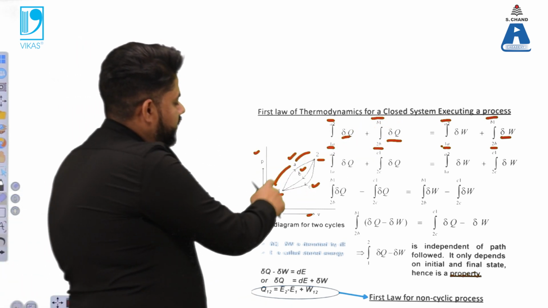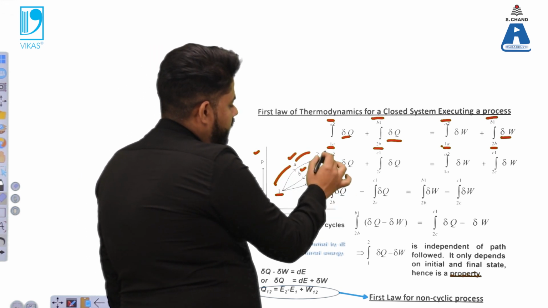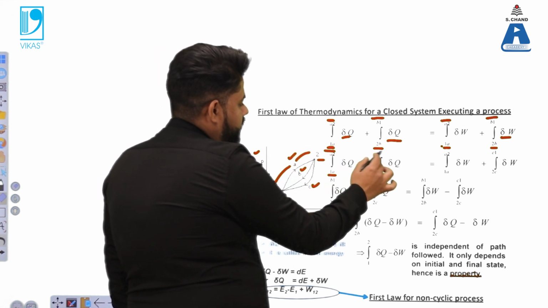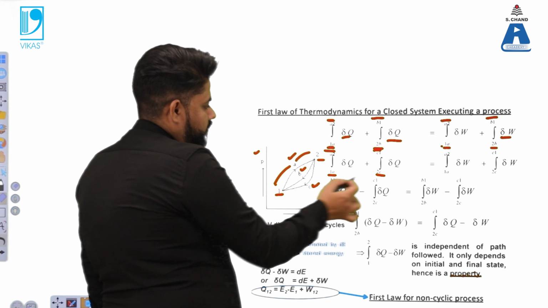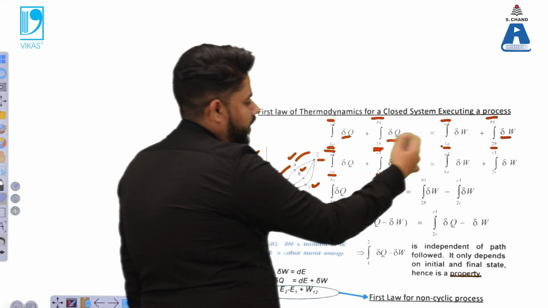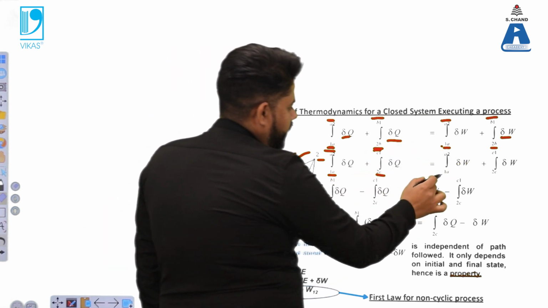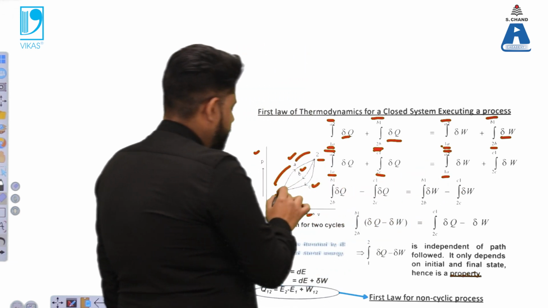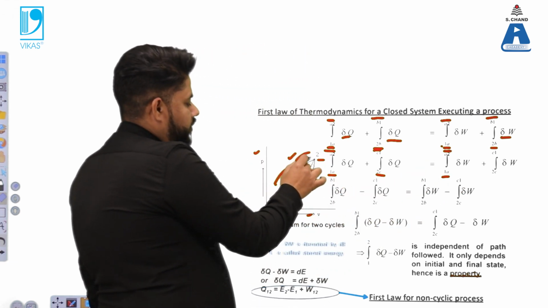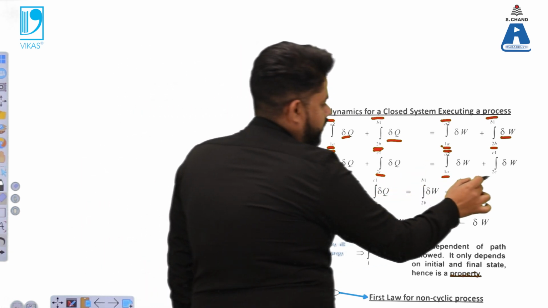So that would be 1a to a2, and then 2c to c1 for delta Q. Again for delta W it would be 1a to a2, then 2c to c1.